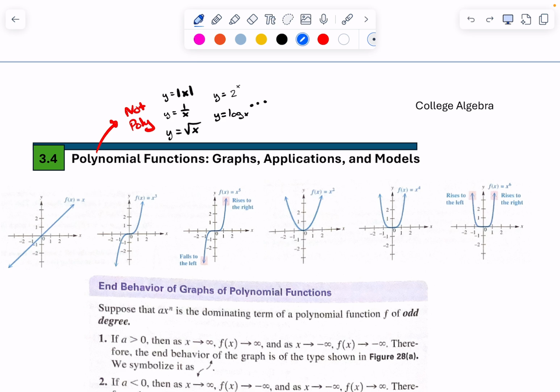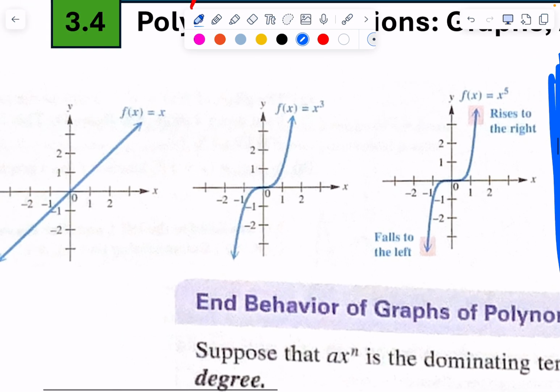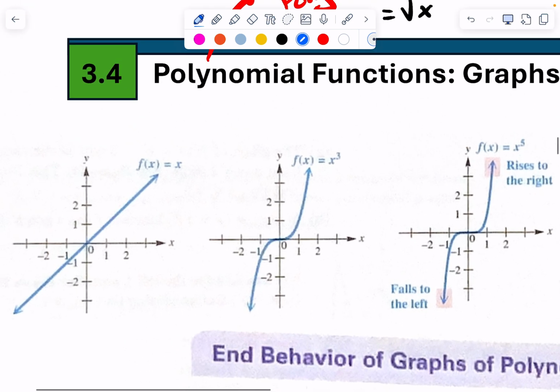Put a little line down the center of your page right here, in the middle. These guys on the left are all x to the odd powers, right? And all of the x to the odd powers behave a certain way. This guy is a linear function, right? Linear, if you want to write linear on there, okay?